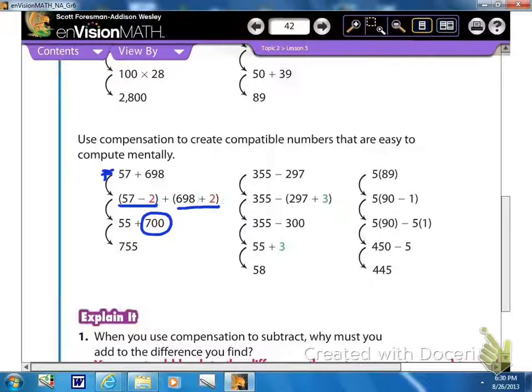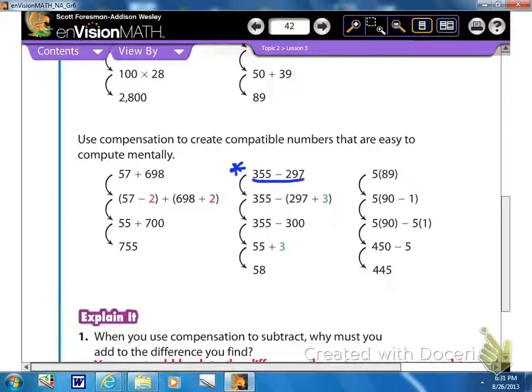So 57 minus 2 is 55. 698 plus 2 is 700. So I have now 700 plus 55 is 755. So by taking away 2 and then adding the 2, I keep this problem the same. Okay, look at the next problem here.